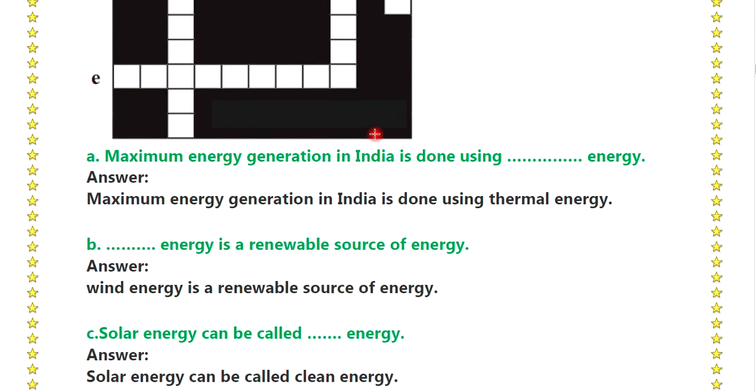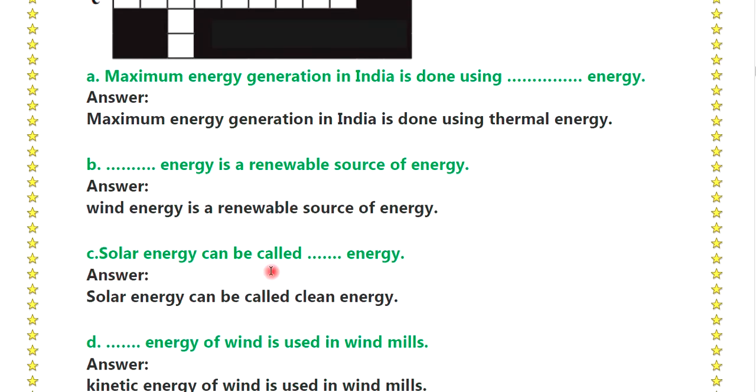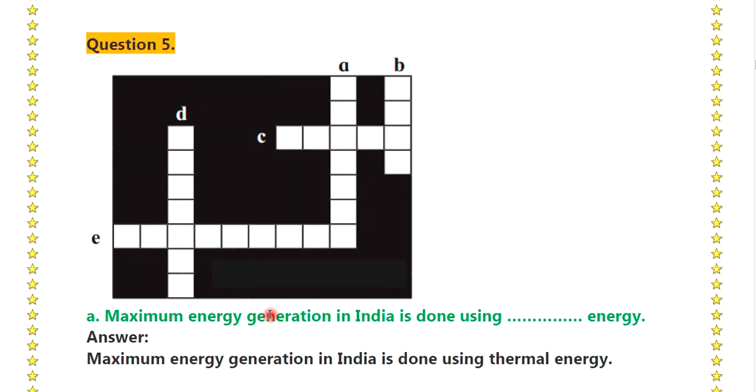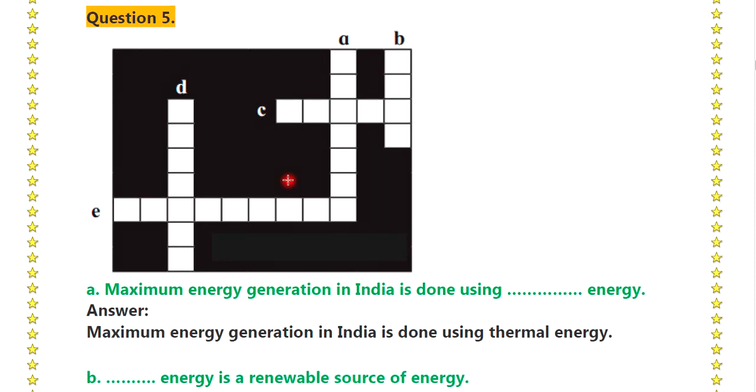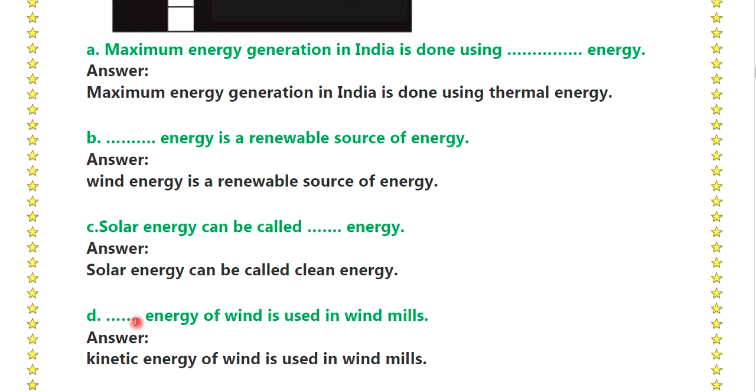Right here, wind. Okay. Solar energy can be called dash dash energy. Solar energy can be called clean energy. Okay, so right here, clean. Okay. D, dash dash energy of wind is used in the windmills. Answer, kinetic energy of the wind is used in windmills.